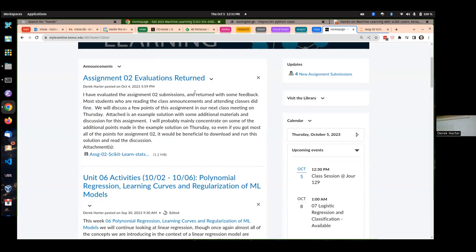I did return back the assignment two evaluations. I wanted to go over a few things on that first. I had a couple of points that might be helpful, I think, to some people. So in general, most people were fine. Did well, in fact, at least as long as they were listening in class and doing the right assignment stuff.